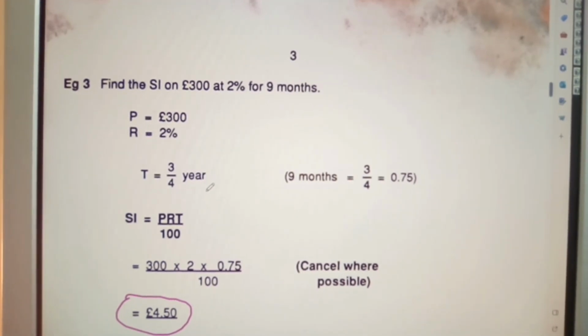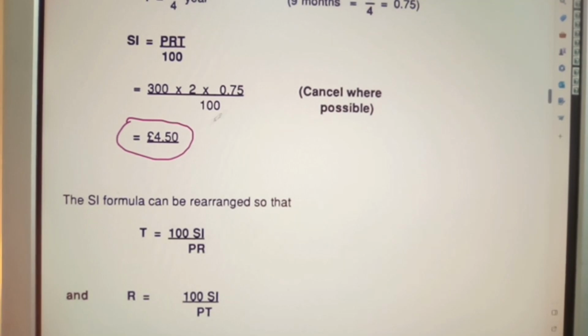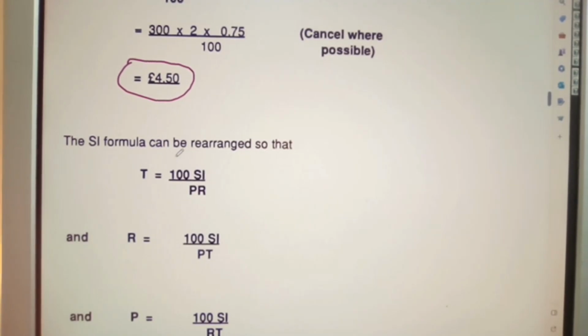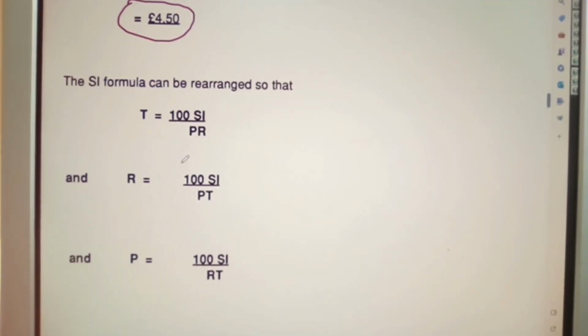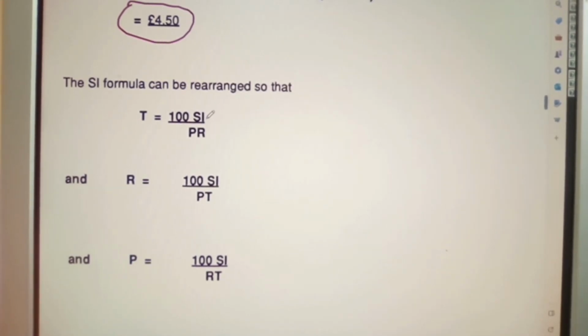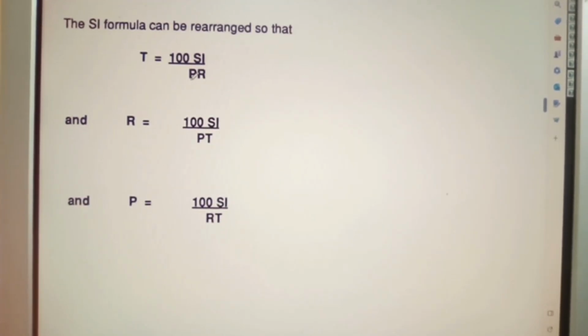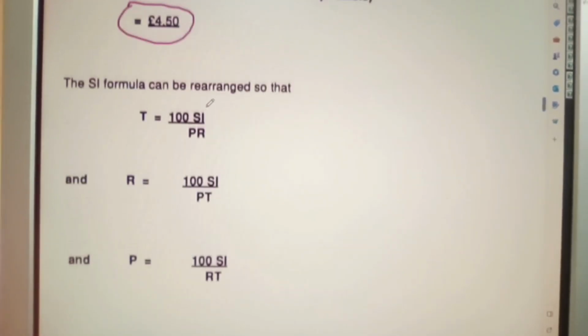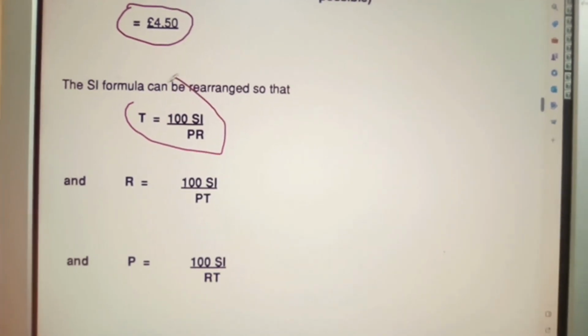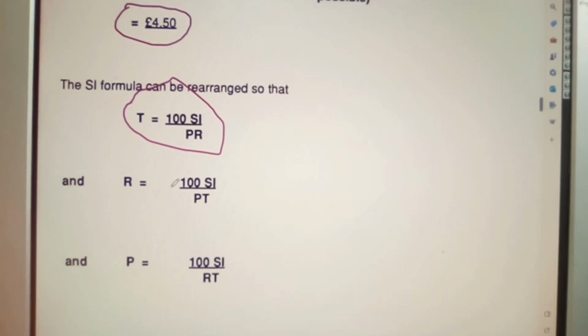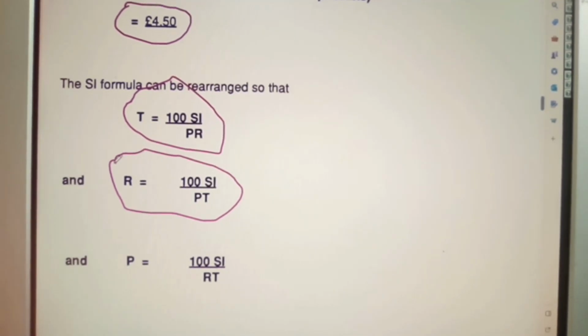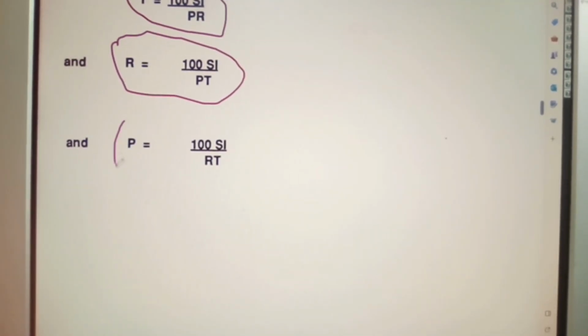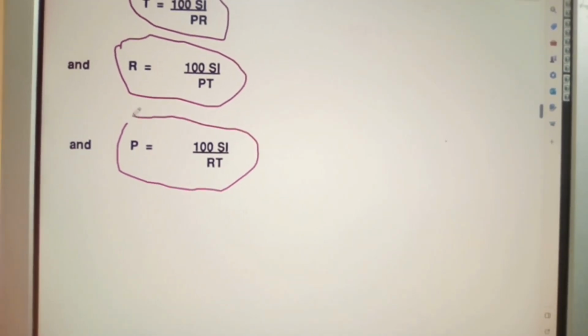Okay, the SI formula can be rearranged so that t becomes 100 times simple interest over P times R. And we could change the formulas around in each case. So here we're transposing for t, here we're transposing for r, and here we're transposing for p. All this is showing you is how to do the transposition.